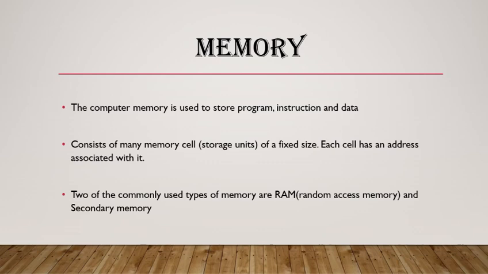Let's move to the memory. First point, the computer memory is used to store programs, instructions, and data. Moving on, it consists of main memory called storage units of a fixed size. Each cell has an address associated with it. Last point, two of the commonly used types of memory are RAM, random access memory, and secondary memory.